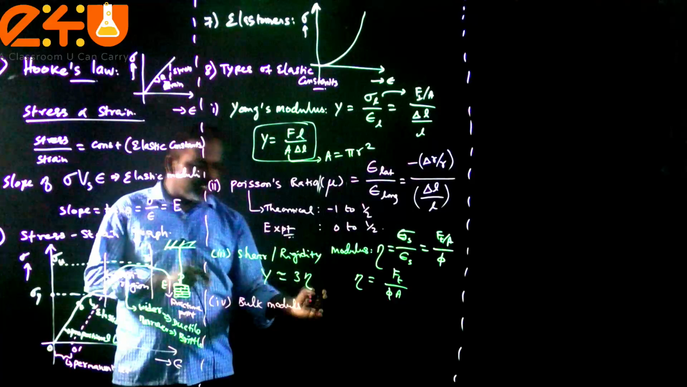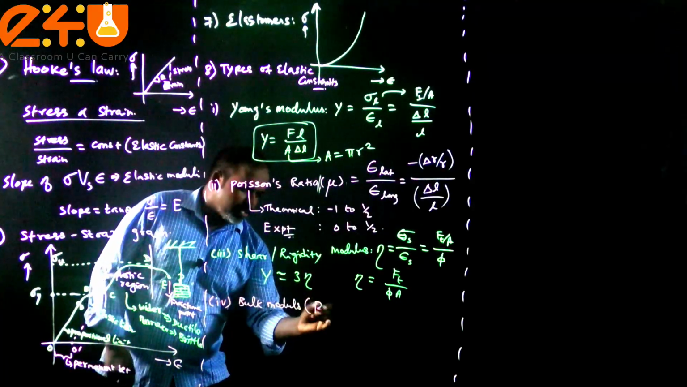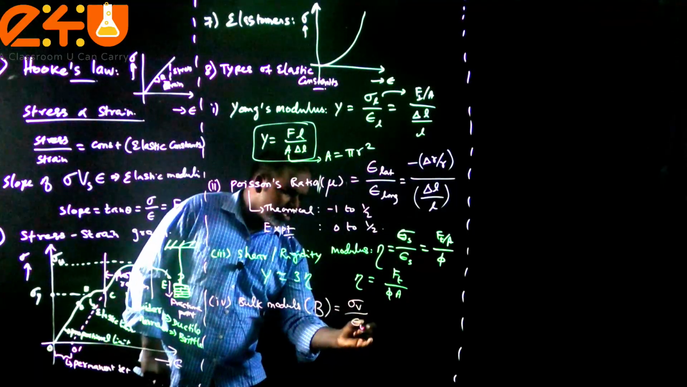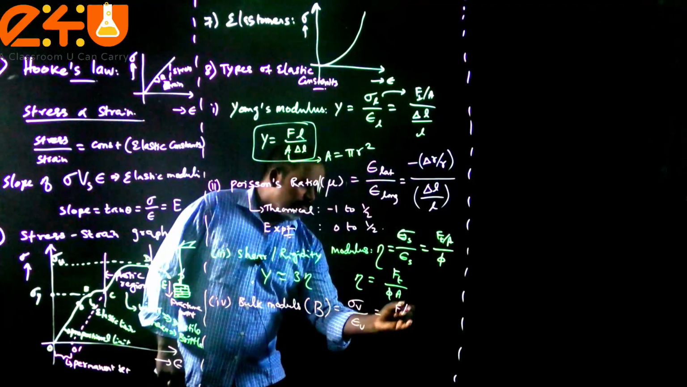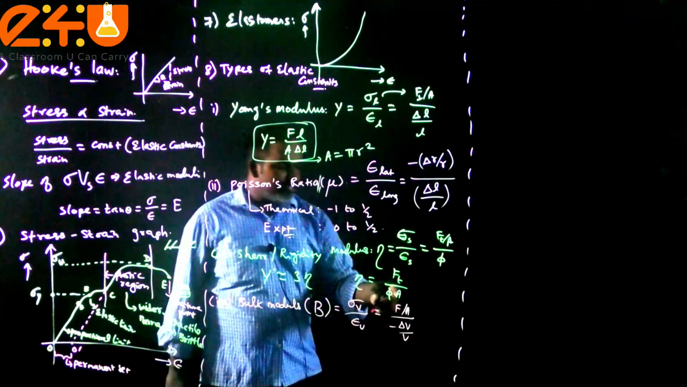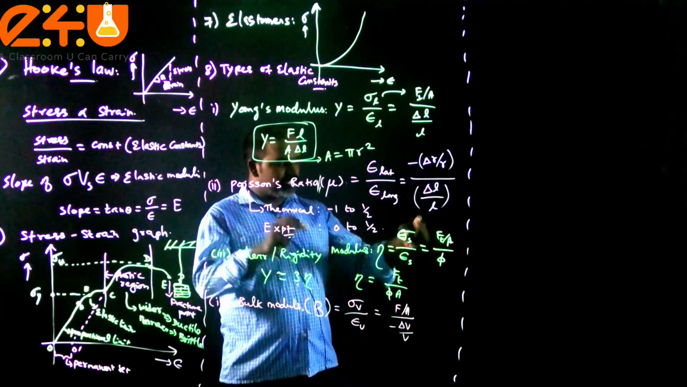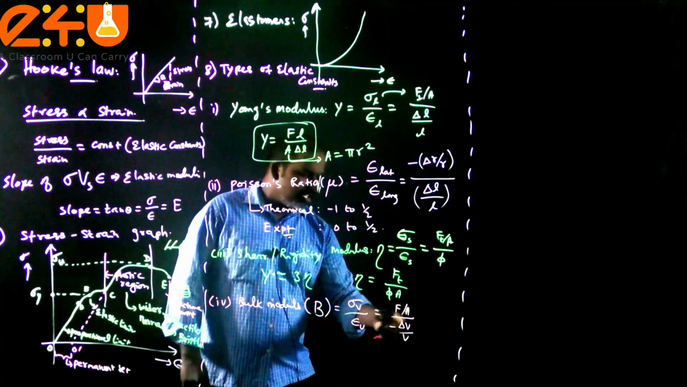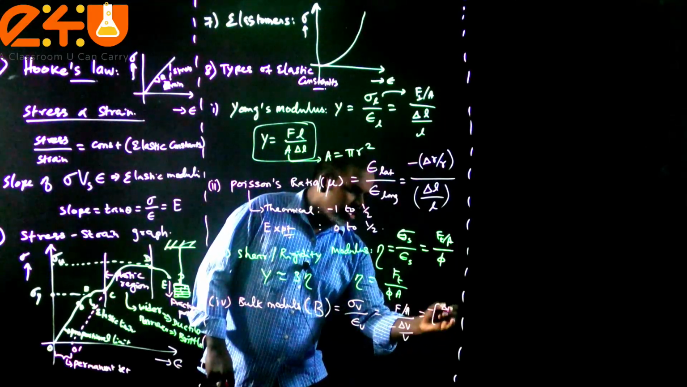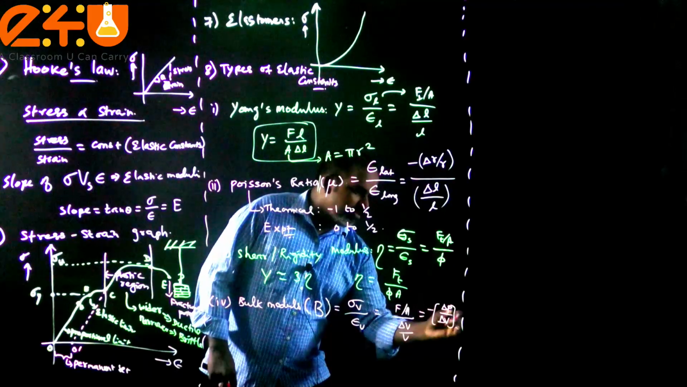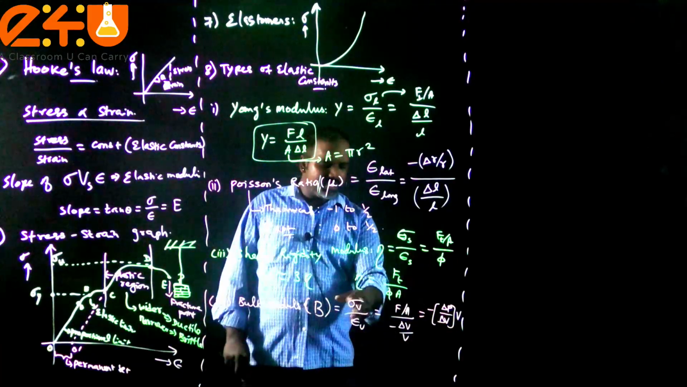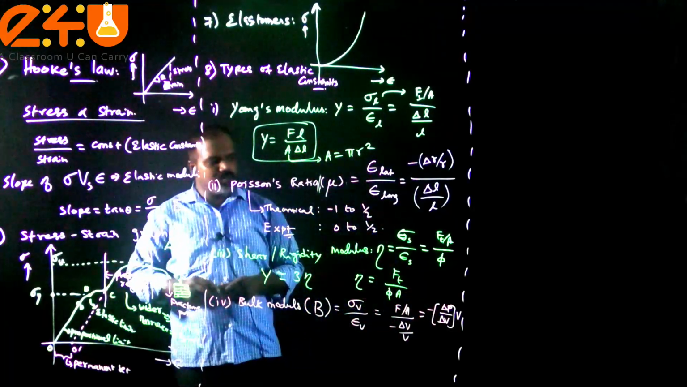Bulk modulus related to three dimensions. It is given by B equals volume stress divided by volume strain, that is, force by area divided by minus delta V by V. Since this force by area acts in all directions perpendicular to the surface, I can call it delta P, that means pressure. So I can write delta P divided by delta V into V. The negative sign represents that due to this volume stress, there is a reduction in the volume.